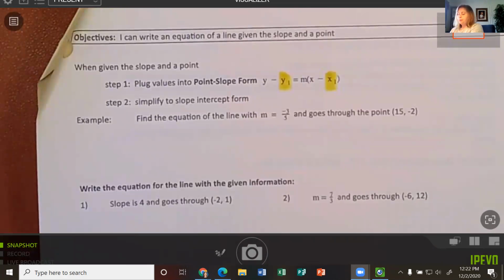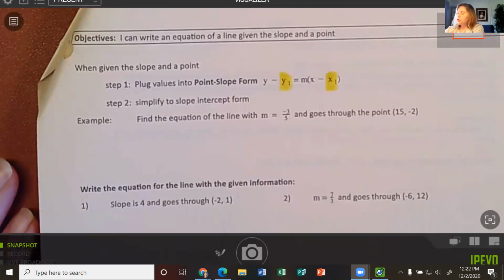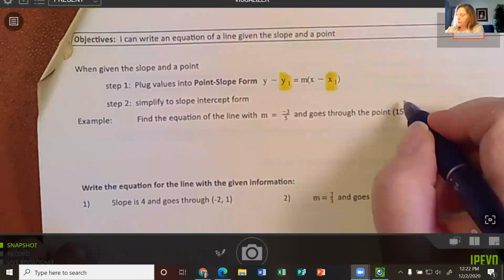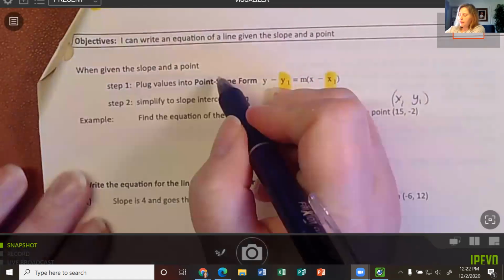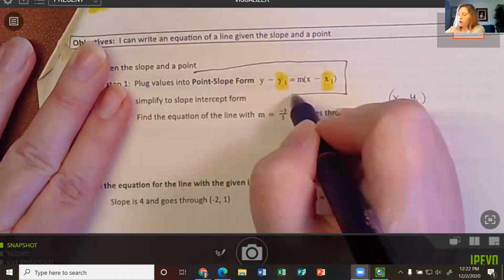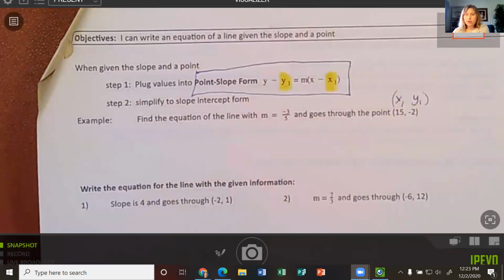Okay, so for example, find the equation of the line with a slope of -3/5 that goes through the point 15 and -2. So this is our x sub 1. This is our y sub 1. So this is point slope form. This is the second form of a line that we're working with. We have already learned slope intercept form. Point slope form is new to us.